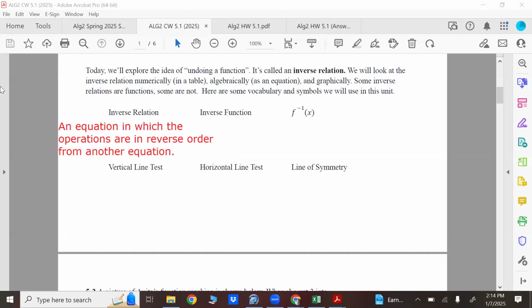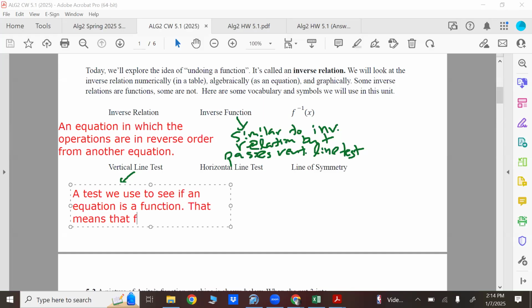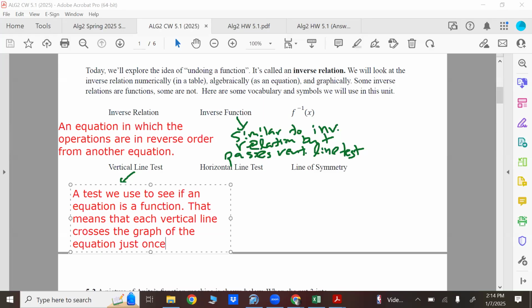Now, inverse function is a slight difference. Let me do different colors here. It's similar to an inverse relation, but it passes the vertical line test. Do you guys know the vertical line test? Okay, good. I think we did talk about it back in August. The vertical line test is a test we use to see if an equation is a function. That means that each vertical line crosses the graph of the equation just once. And we copy and paste that.